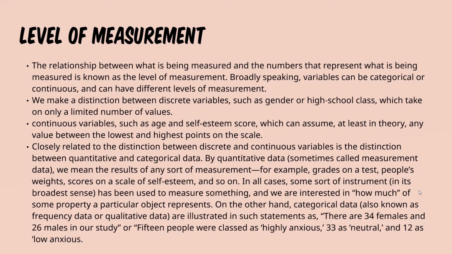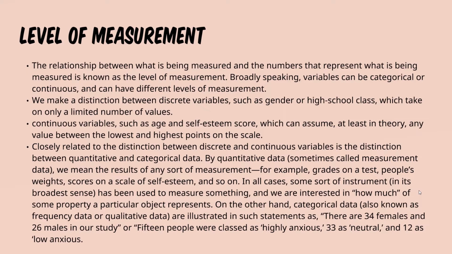Closely related to the distinction between discrete and continuous variables is the distinction between quantitative and categorical data. By quantitative data, sometimes called measurement data, we mean the result of any sort of measurement. For example, grades on a test, people's weights, scores on a scale of self-esteem, and so on. In all cases, some sort of instrument, in its broadest sense, has been used to measure something, and we are interested in how much of some property a particular object represents.